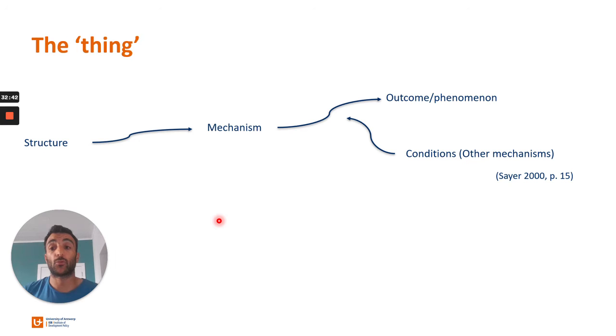And so in realism, basically, we have a structure, and I specifically call it causal structure, which has a power, a liability, which has a mechanism, which leads to an outcome, but only in certain conditions does it lead to a specific outcome or phenomenon. So it's context sensitive, and these conditions are actually other mechanisms.